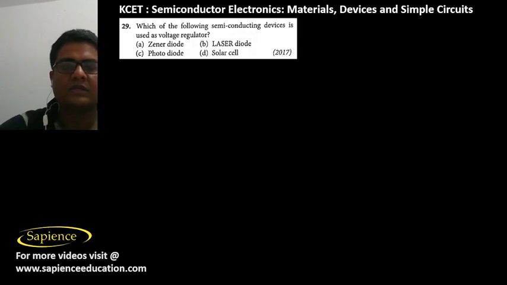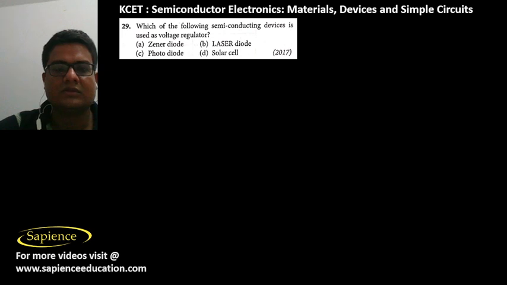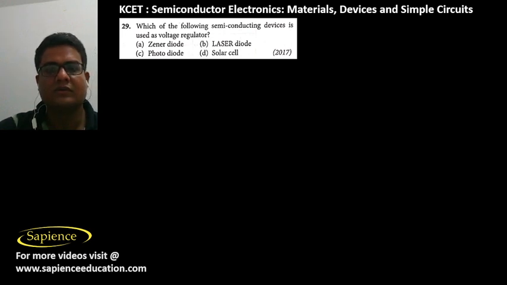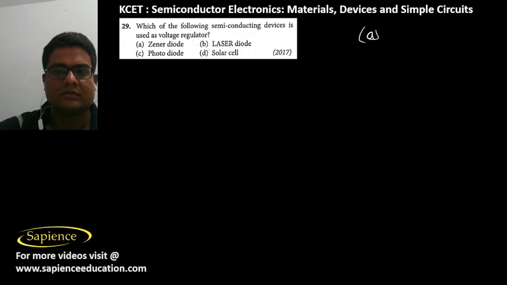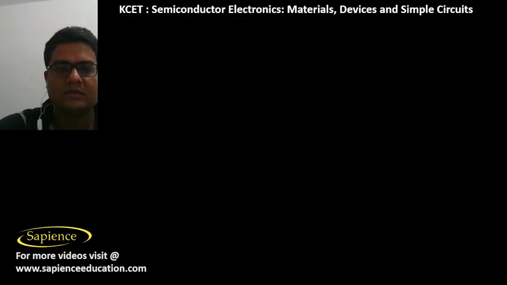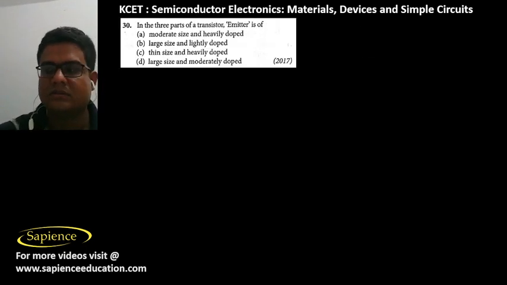Question number 29: which of the following semiconducting devices is used as a voltage regulator? Zener diode, laser diode, photodiode, solar cell. So the Zener diode is used as a voltage regulator. Option A is the correct answer.